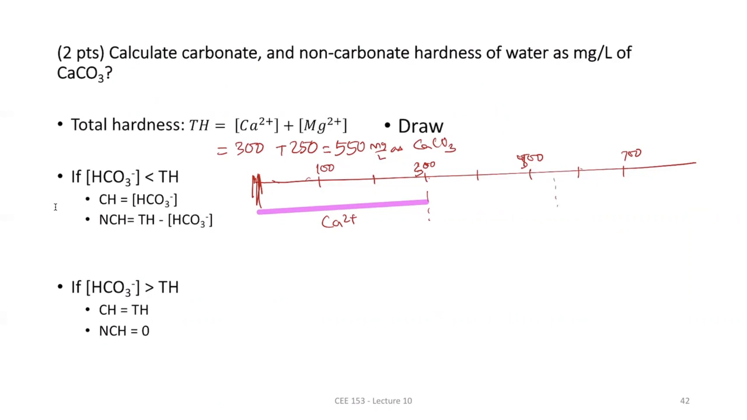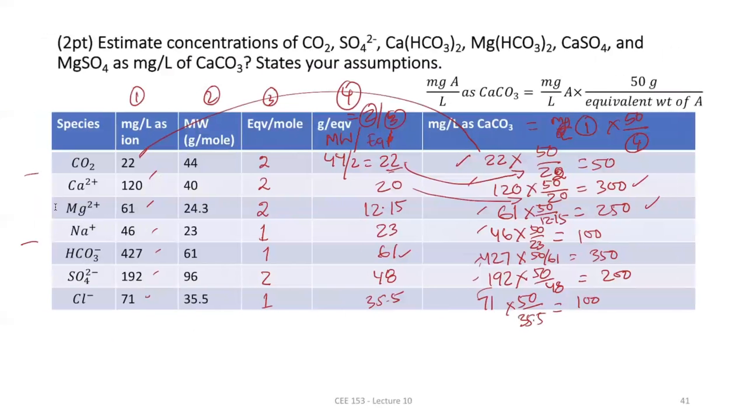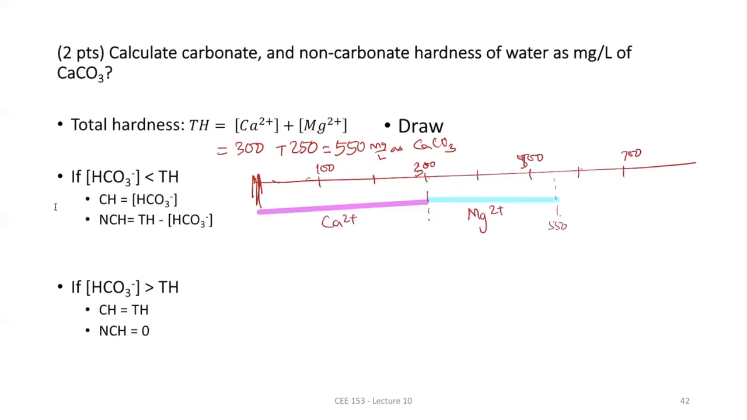So 550 will be here, 550 scale. So I'm going to plot magnesium this much. Okay, so that's magnesium. And then we also have sodium, which is around 100. So I'm going to add another 100 to that. So that would be 550, so that will be 650. So that will be sodium.